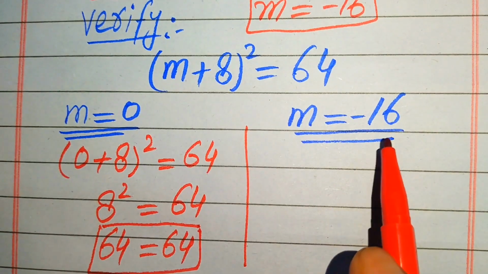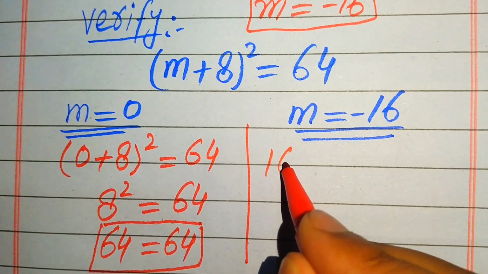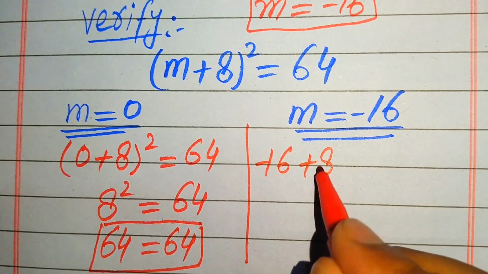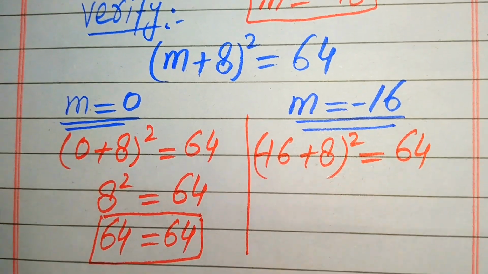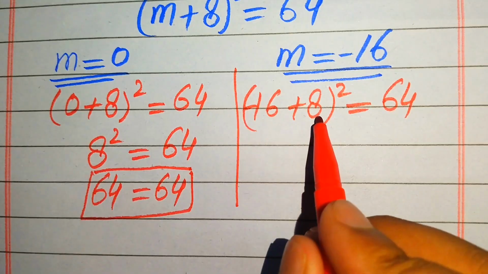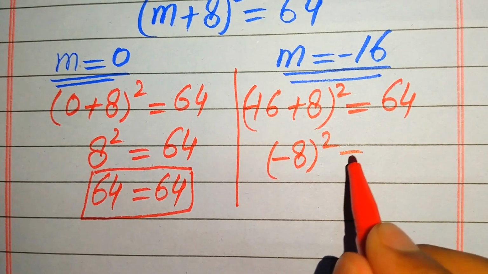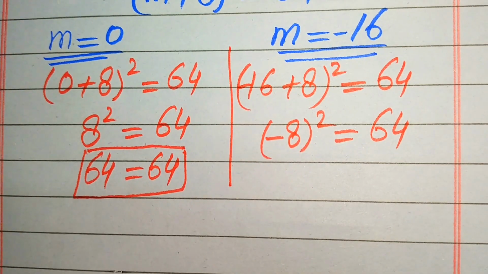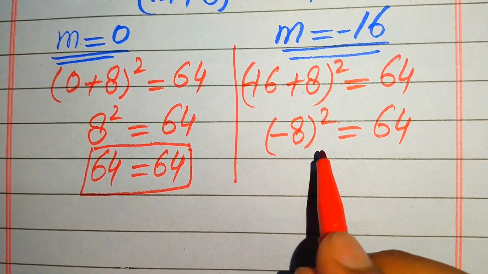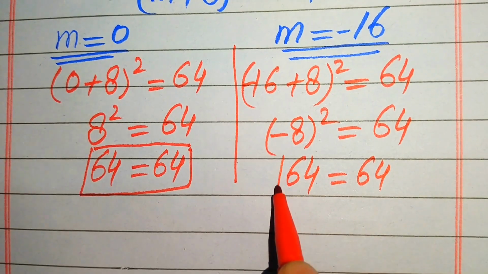Now, we substitute m equals minus 16 into the left hand side, and we obtain (minus 16 plus 8) whole square is equal to 64. Further, minus 16 plus 8 becomes minus 8, whole square equals 64, and we know that when we take the square of a negative term it will always become positive. So minus 8 squared becomes positive 64, which is equal to 64.